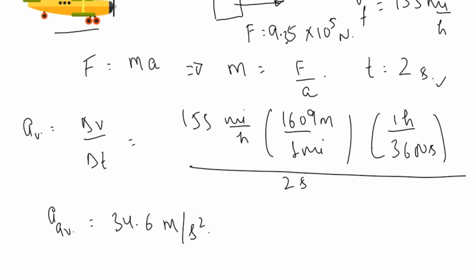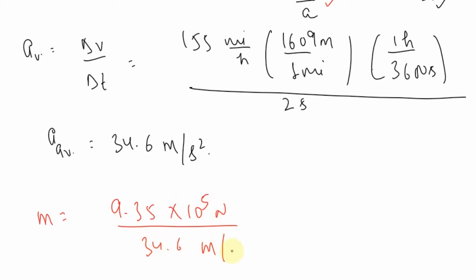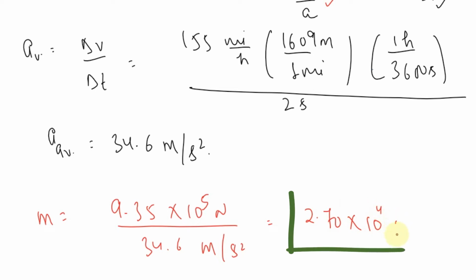Right, now it's pretty simple to calculate the mass. You can put the values here. So mass will equal force, we have 9.35 times 10 to the power 5 Newton, divided by 34.6 meter per second squared. And after solving, you'll get this value to be 2.70 times 10 to the power 4 kg. So this is the mass of the jet.